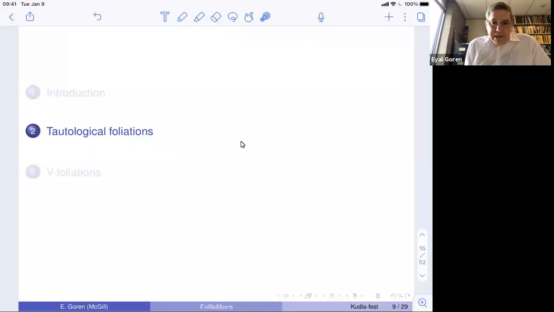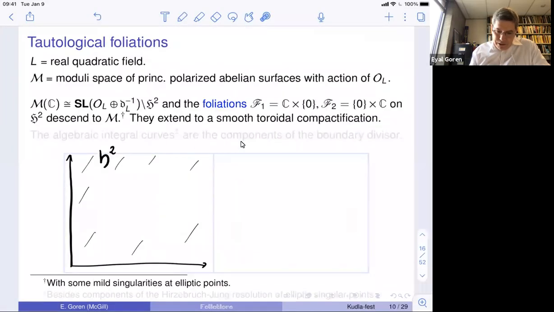All right, so as said, I want to present two types of foliations in the context of Shimura varieties. The first kind we call tautological foliations because they rest on the structure of the endomorphism ring. So we are in the context of PEL Shimura varieties. The second kind we call V-foliations because they rest on the Verschiebung. They use the Verschiebung map very strongly. Okay, so let's start with the tautological foliations.